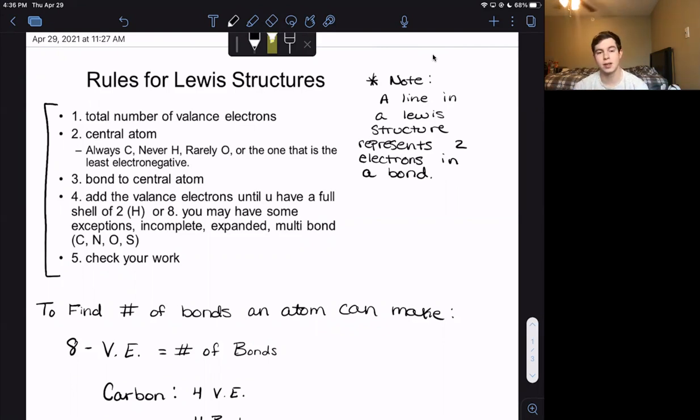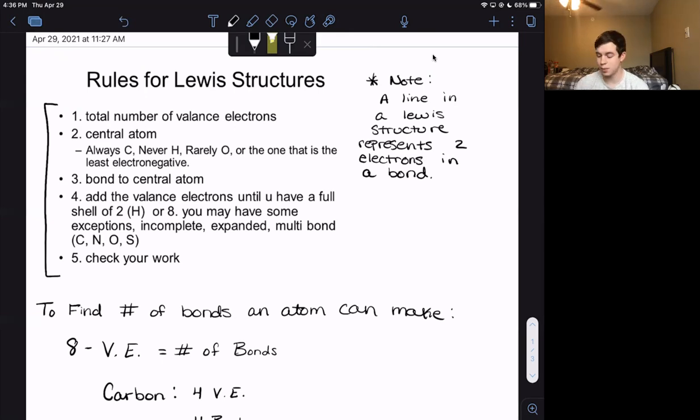And it's rarely oxygen. And if you're not sure which one to pick, just pick the one that's the least electronegative. So electronegativity will be discussed in another video. So then moving on, you add valence electrons in either dot form or line form until you have completed all the octets. Hydrogen only needs 2, everything else needs 8. And there are exceptions and incomplete octets and all kinds of exceptions that I'm sure you've touched on in class, and we'll hit on some of those.